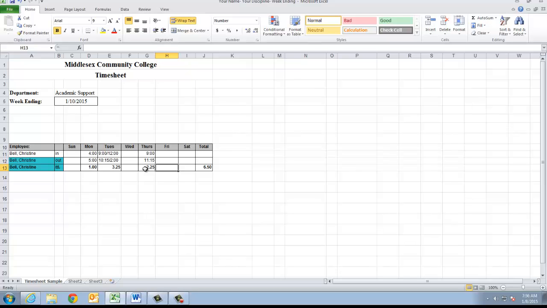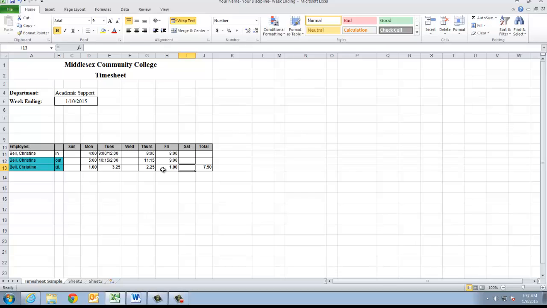As an SI leader, you also receive 1 hour planning period for each section that you are an SI leader for. If you don't have any SI classes or sessions on Friday, please put your planning hour from 8 o'clock to 9 o'clock a.m. and you would get 1 hour for that time. If you have 2 SI sections, then you would write down 8 to 10 a.m.